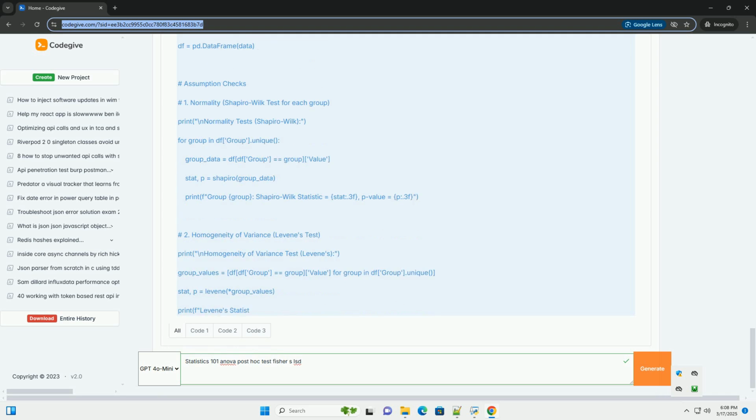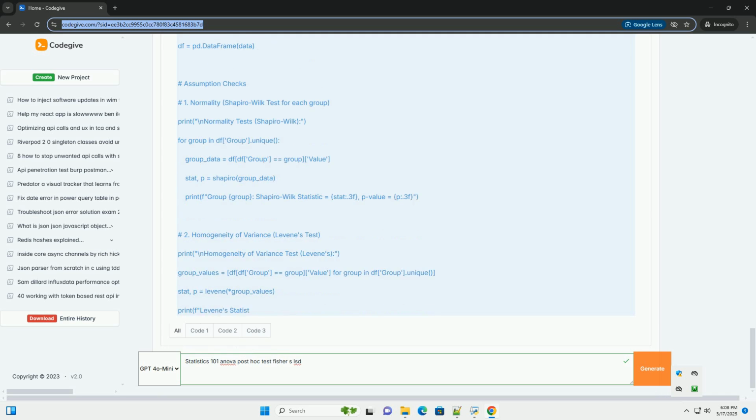Data structure: the data must be in a long format, also known as tidy data, where each row represents a single observation, and you have separate columns for the group/factor and the dependent variable. Complete example with assumption checks and alternatives, incorporating Levene's test. Key improvements in the complete example. Assumption checks: includes Shapiro-Wilk tests for normality within each group and Levene's test for homogeneity of variance. The p-values from these tests should be examined before interpreting the ANOVA results. If the assumptions are significantly violated, you should consider data transformations or non-parametric alternatives.